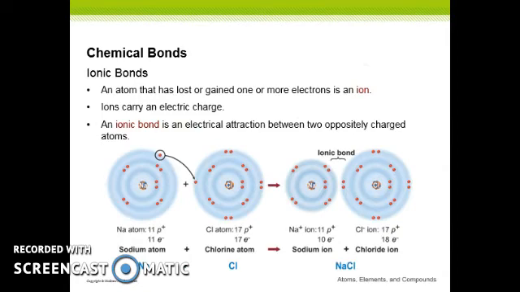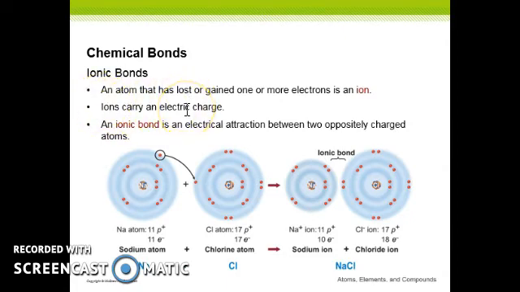Ionic bonds: an atom that has lost or gained one or more electrons is an ion. For example, have you ever heard that opposites attract? Somebody that's happy is attracted to and wants to be with somebody who is not happy. Opposites attract in relationships. So I always say, isn't it ionic? Get it? Ironic? Anyway, bad joke, but it'll help you remember.